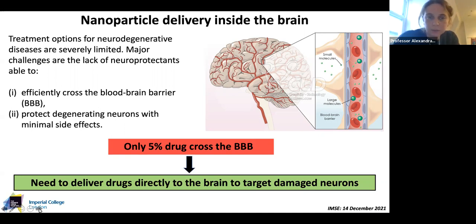In fact, as was highlighted by Daniela Dini in his talk, only 5% of drugs are able to cross this blood-brain barrier. So there's an urgent need for new drug delivery tools, mechanisms to deliver these drugs inside the brain, and in the case of Parkinson's disease, to target these damaged neurons and treat them. Next slide.